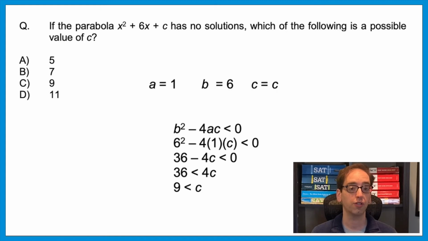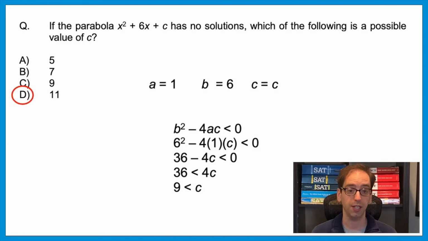6 squared minus 4 times 1 times c is less than 0, which would give us 36 minus 4c is less than 0. Combining like terms and solving, we would get 9 is less than c. So if 9 is less than c, it means c has to be greater than 9. The only answer here that would work would be D.